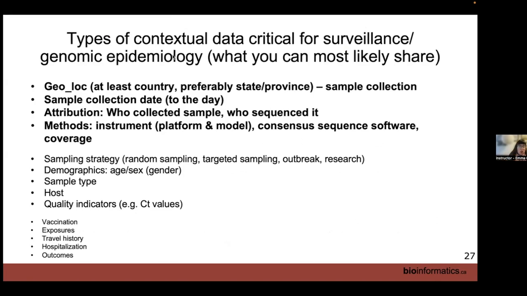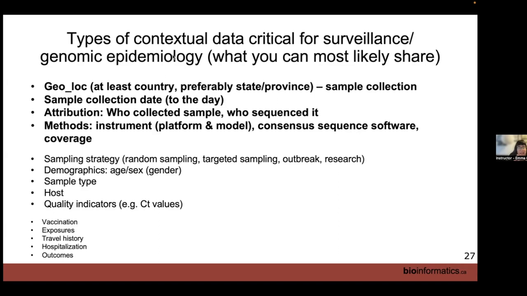Okay, so when it comes time to share data publicly, there is a sort of hierarchy of contextual data that gives you the most bang for your buck and that labs will probably let you share. So in the slide here, I've provided a sort of prioritized list of data types, starting with those that I would consider to have the least amount of controversy associated with them. Those are at the top of the slide.